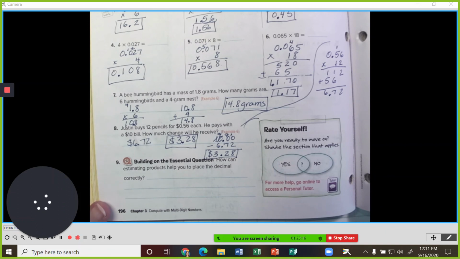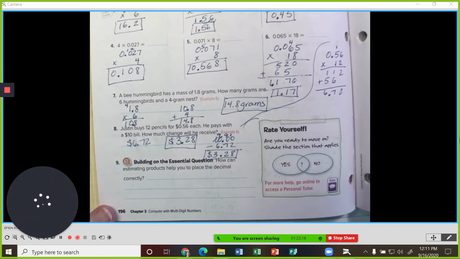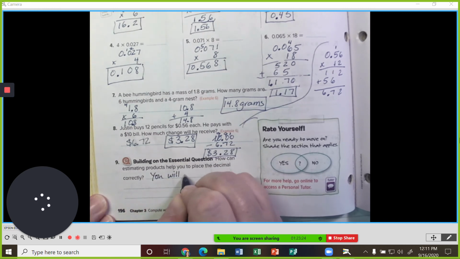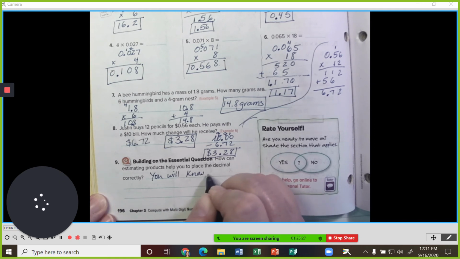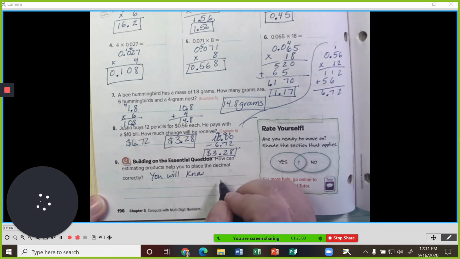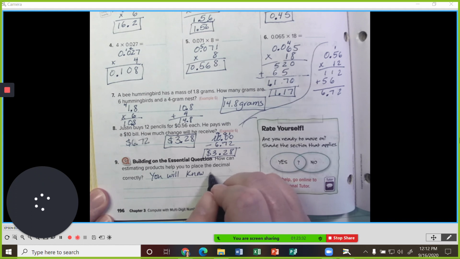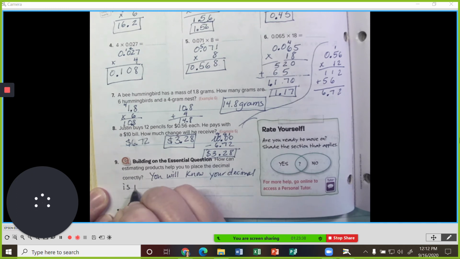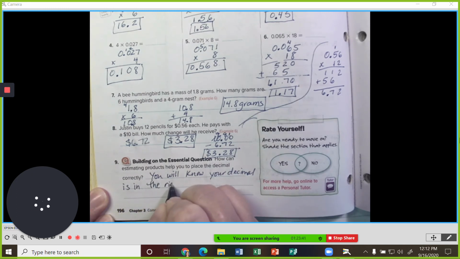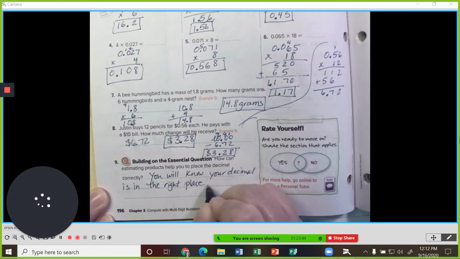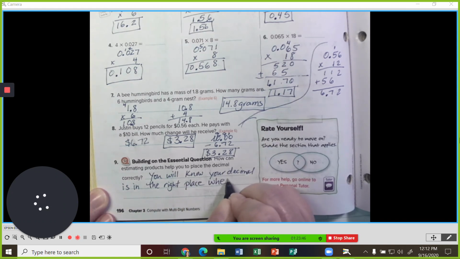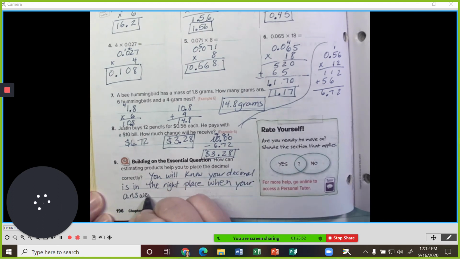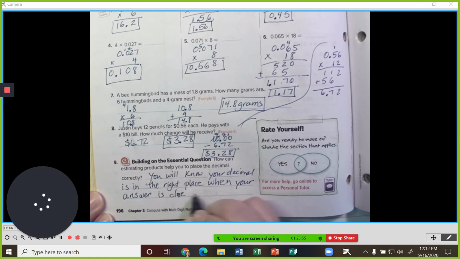And then our last question, how can estimating products help you to place the decimal correctly? You will know if your answer is reasonable. You will know your decimal is in the right place if your answer is reasonable, when your answer is close to your estimate. Let's say that way. When your answer is close to your estimate.